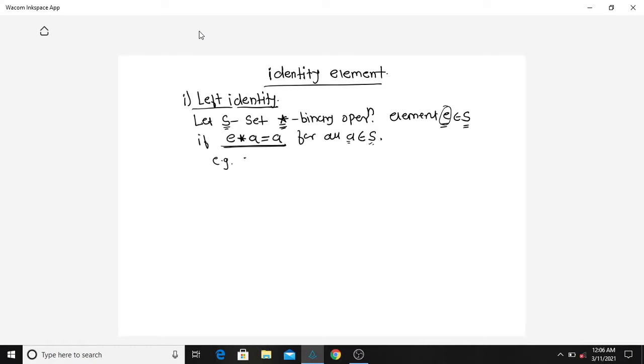For example, if we have capital Z as a set, we know capital Z is the set of all integers, negative as well as positive integers. And if I define the normal addition operation on this set, then what will be my left identity? The definition of left identity is E star A gives you A for all A belonging to the set Z.